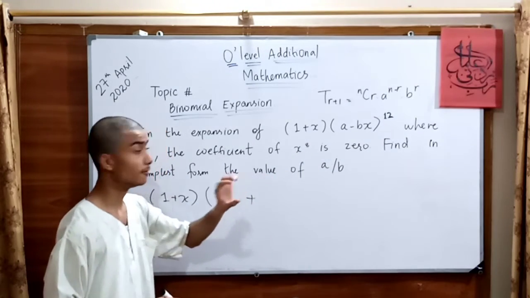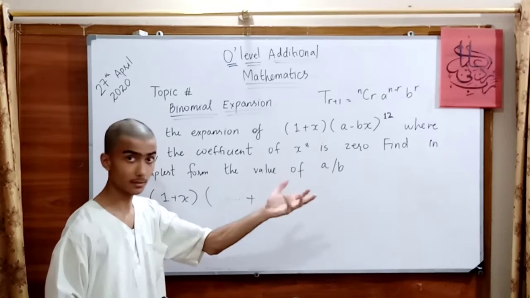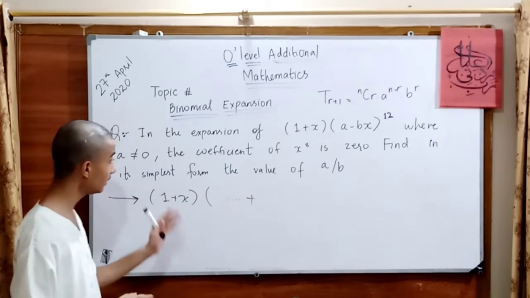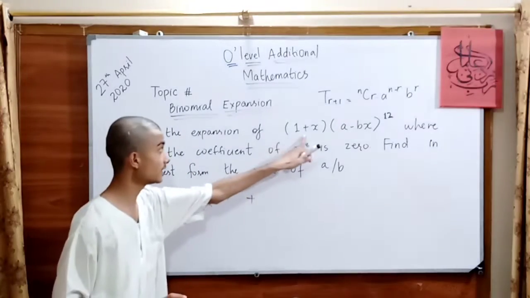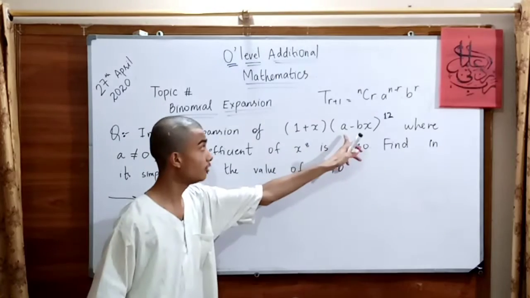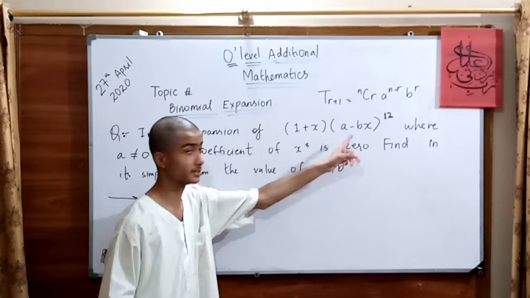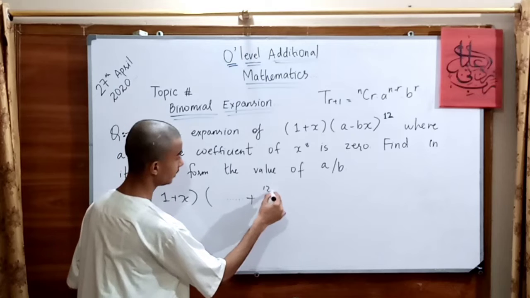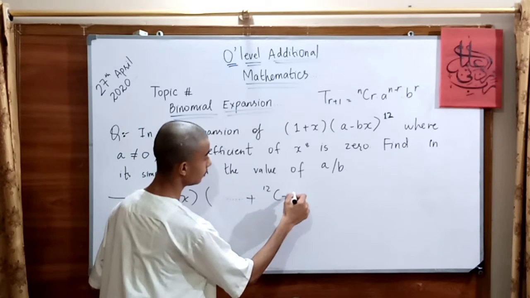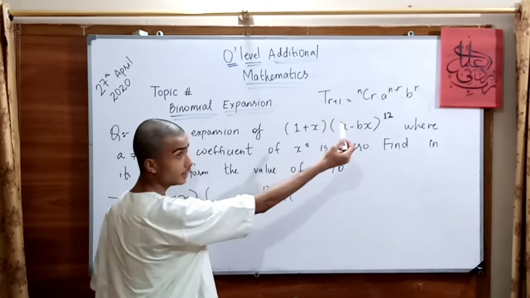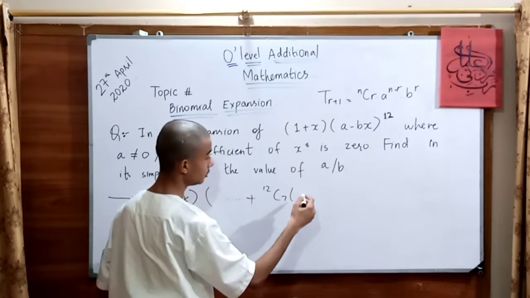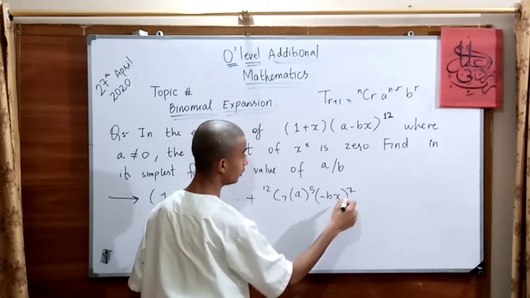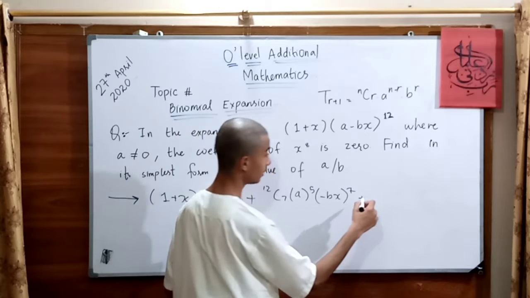You just have to notice that when 1 multiplies with anything, it stays the same, and when x multiplies with anything, the power increases by one. So in the expansion, you write 1 plus x as it is, and write the relevant part of the expansion. It would be 12C7, and a is the first term, so it is a to the power 5 and (−bx) to the power 7.